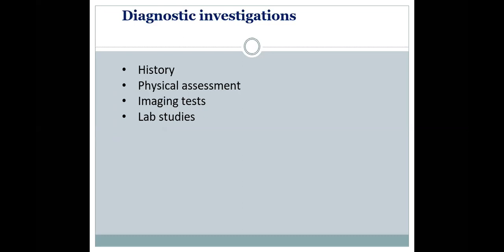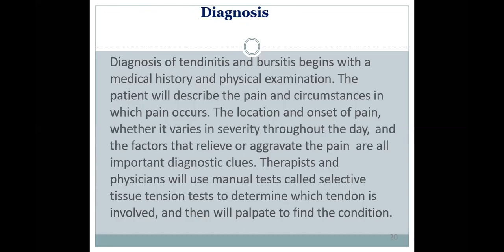For the diagnostic investigation, we can perform history taking, physical assessment, imaging tests, and lab studies. The diagnosis of tendinitis and bursitis begins with a medical history and physical assessment. The intensity of pain, the occurrence of pain, and the aggravating factors can all be described by the patient under history taking: location, onset of pain, whether it varies in severity throughout the day, and the factors that relieve or aggravate the pain. All are important diagnostic clues which fall under history taking.